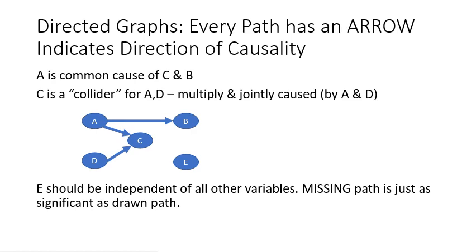In this diagram, A causes B and also causes C. So A is actually a common cause of B and C. Both A and D cause C. And in this case, we say that C is a collider, for it is multiply and jointly caused by A and D. E is, on the other hand, independent of all other things. This is the important thing about path diagrams, that the fact that E is not connected means that it is not related to others. So lack of paths, missing paths, are also as significant as those which are present.